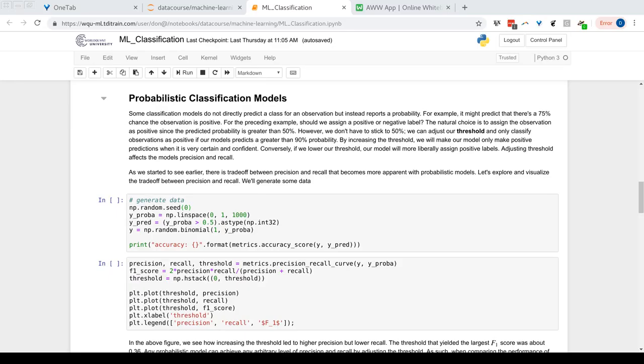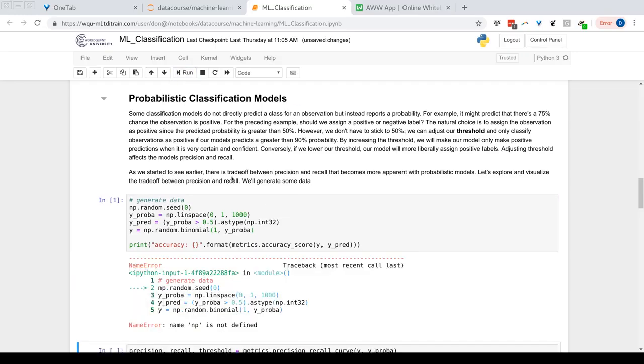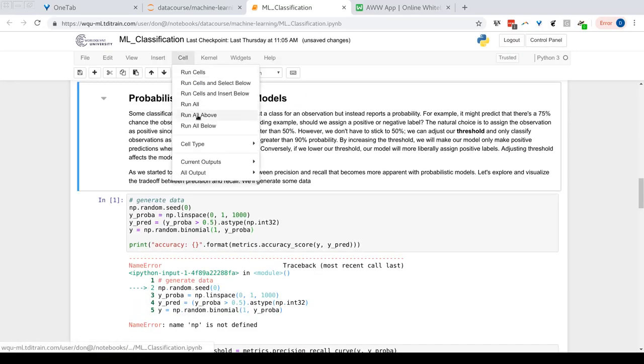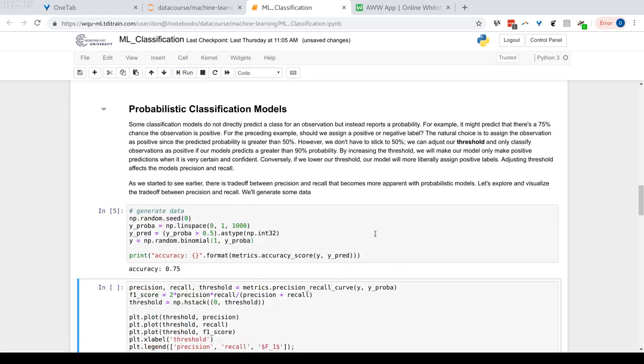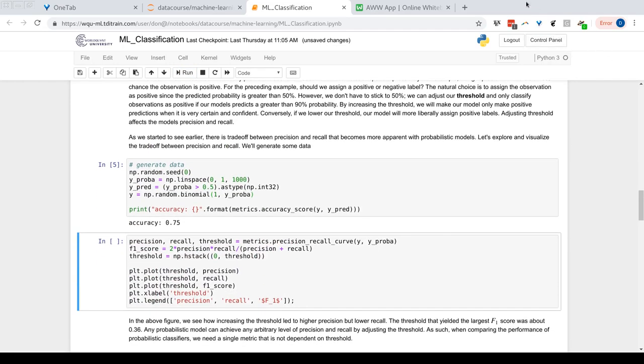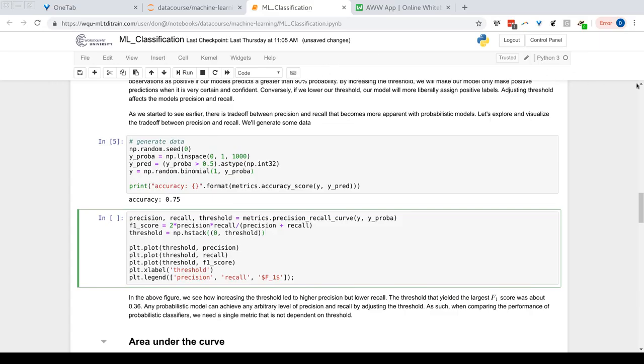Now let's visualize this trade-off. We understand there's going to be a trade-off, and we understand why, but let's visualize it. So we're going to generate some data. Make sure I run everything up above. Okay, so I have my data there. And let's go ahead and calculate things like precision, recall, and the F1 score. Remember, the F1 score is a harmonic mean between precision and recall, and it's a good metric to use if we have no preference for precision or recall. It's a harmonic mean between those two metrics.